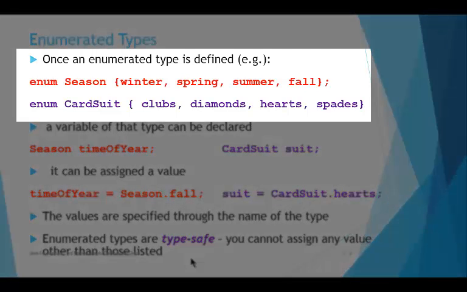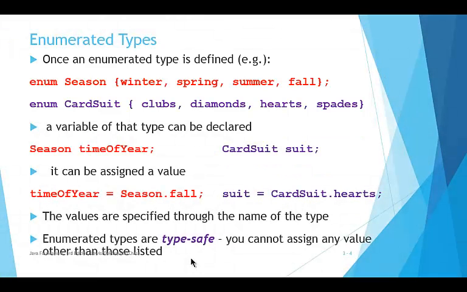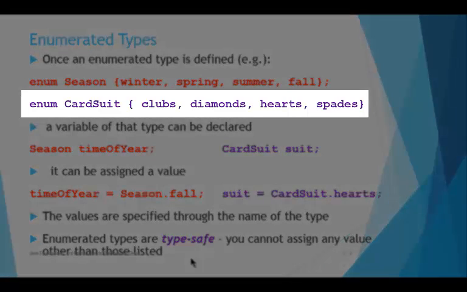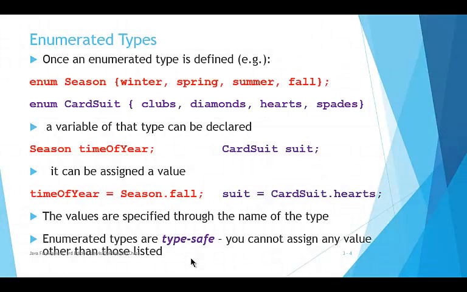Here are two examples from the previous slide that might be very useful in code. The first one is the enumerated type for season of the year, and the valid range of values that the programmer defines are winter, spring, summer, and fall. The second example shows the use of enumerated types for the suits of a deck of cards: clubs, diamonds, hearts, or spades.